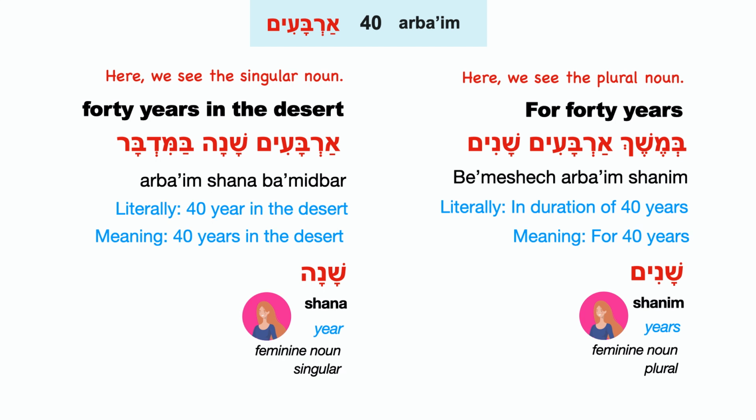B'meshek, be means in, meshek means duration of, 40 shanim, years. So I could have said b'meshek 40 shana. Okay, that's also okay. So we could opt to say the plural or the singular form of the noun that we are denoting here. But in this case, the option I chose was to say for 40 years, b'meshek 40 shanim, and it's also correct. That means for 40 years. Literally, it's saying in duration of 40 years.